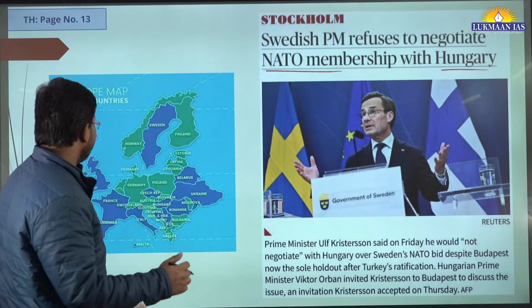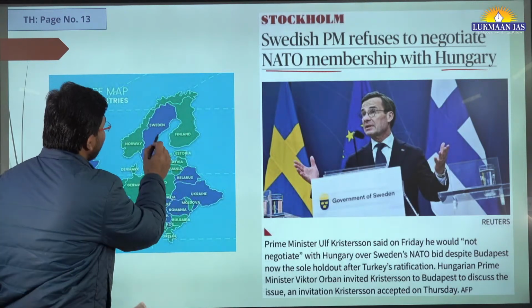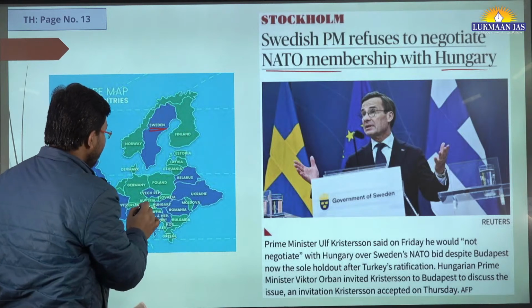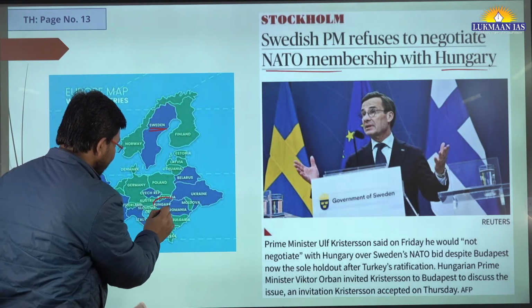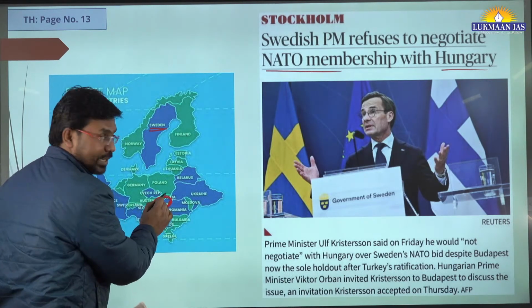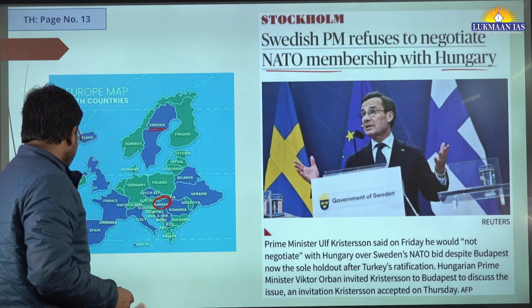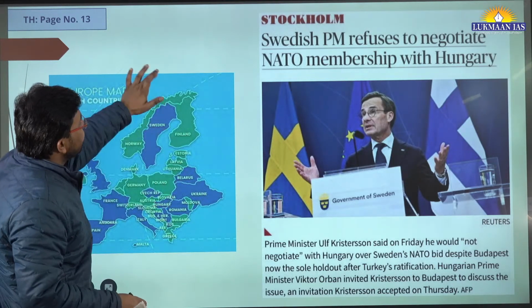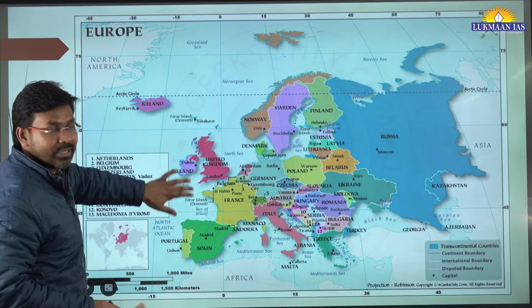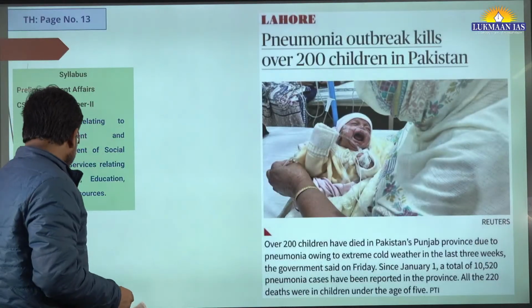So let us see where Sweden is located. This is the location of Sweden, and where is Hungary? This is the location of Hungary. Okay, this is the location of Hungary, right? I hope it is clear. So with this, this is another map. Let us quickly see another short topic.